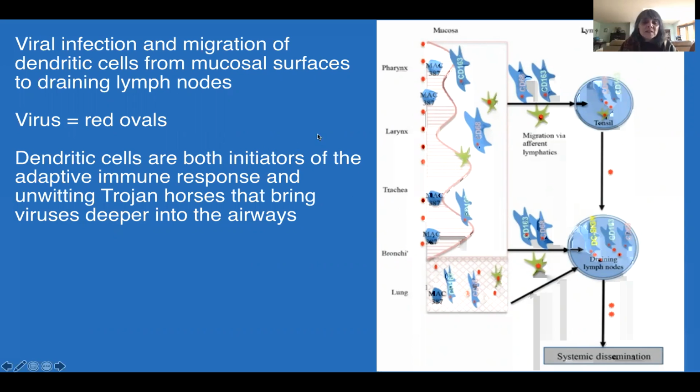So the dendritic cells both initiate an adaptive immune response, but they also kind of are traitors because they bring the virus deeper into the airways. And there is a major problem, of course, right? And this is one reason it would be very good to develop vaccines, because if the antibodies of the vaccine can bind to the virus out here on the outside of the mucosal membrane, then the virus will never get picked up by the dendritic cells and won't go in and carry it deep into the tissues.